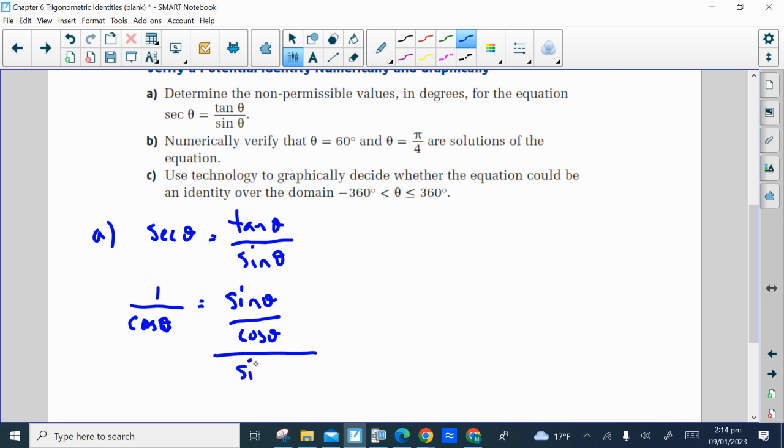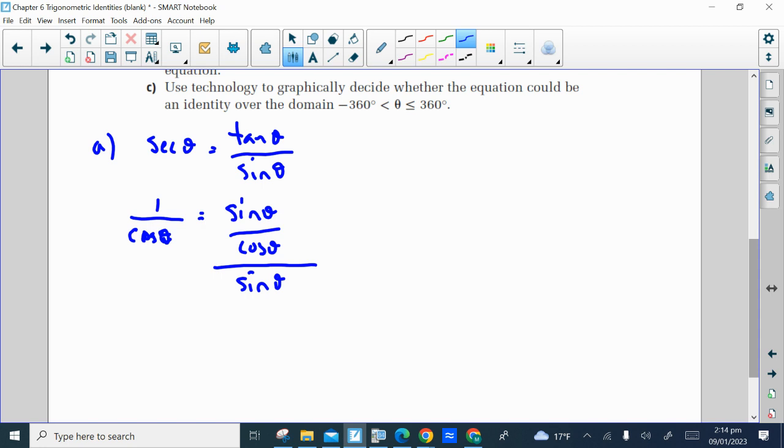Divided by sine theta. Right? The right side was tan over sine. So I have to have a denominator of sine theta there. But then I also remember that tangent is sine over cos. So now when we look at this equation, we see what all of our denominators are. We have a denominator of cosine theta on the left. We also have a denominator of cosine theta on the right, as well as a denominator of sine theta. Those are all of our denominators.